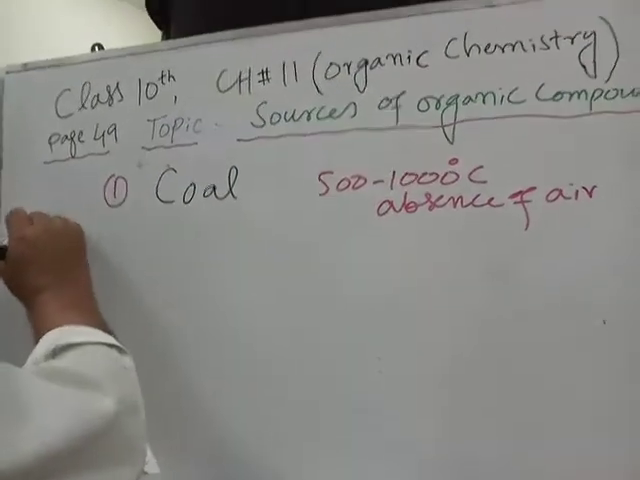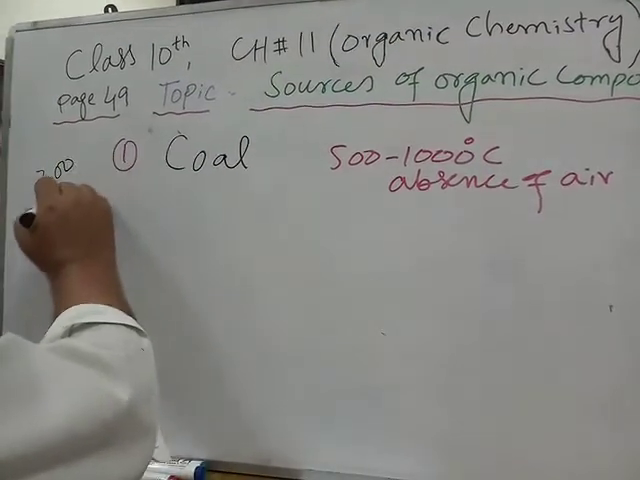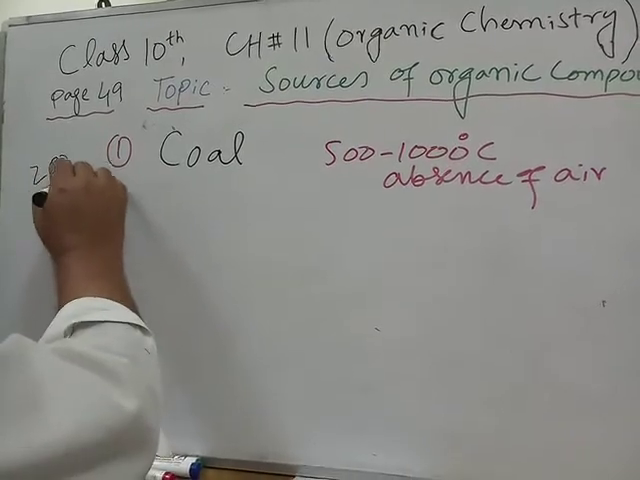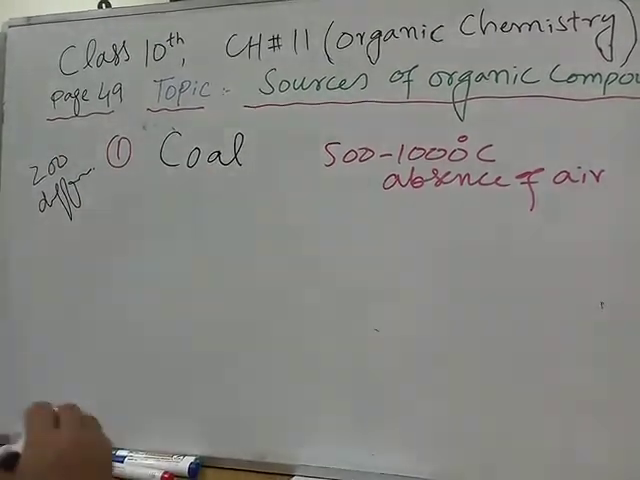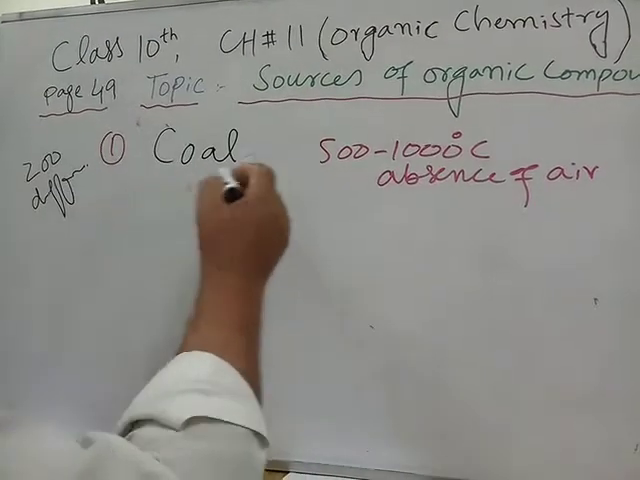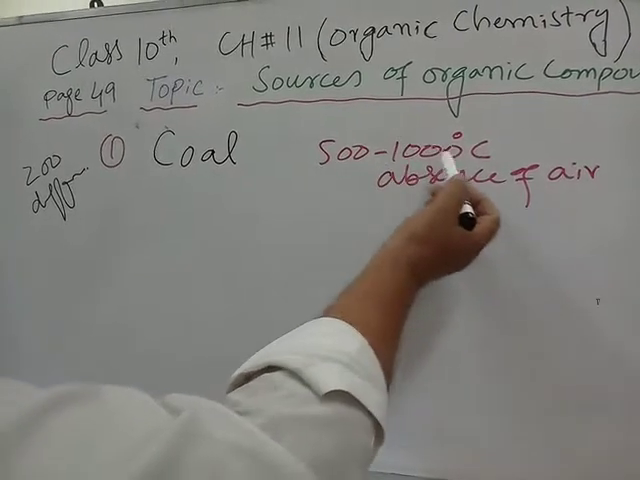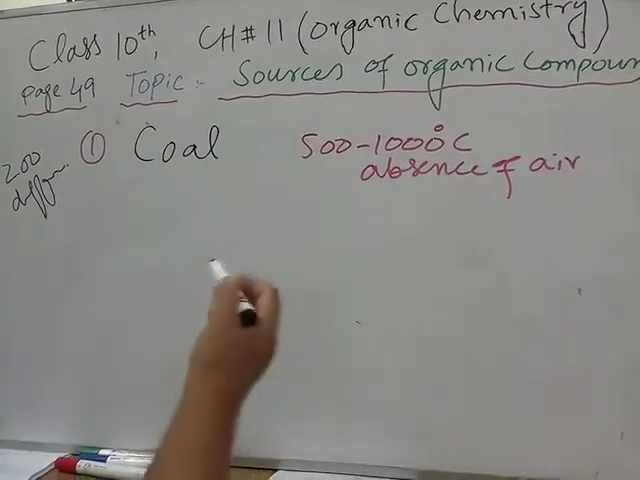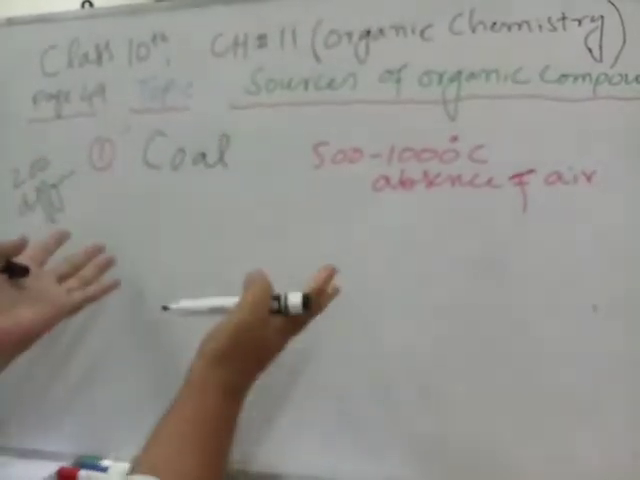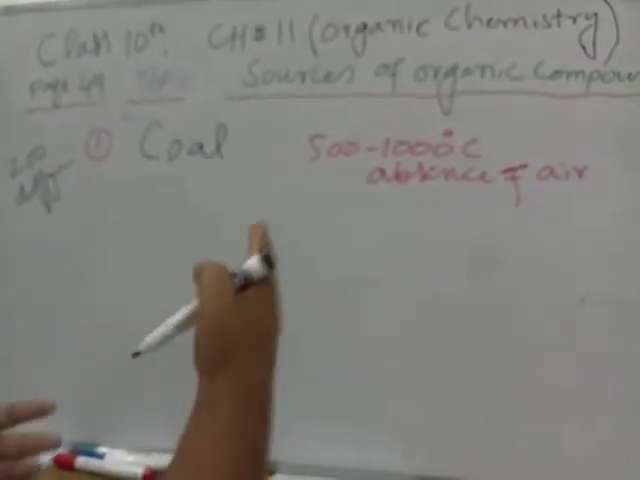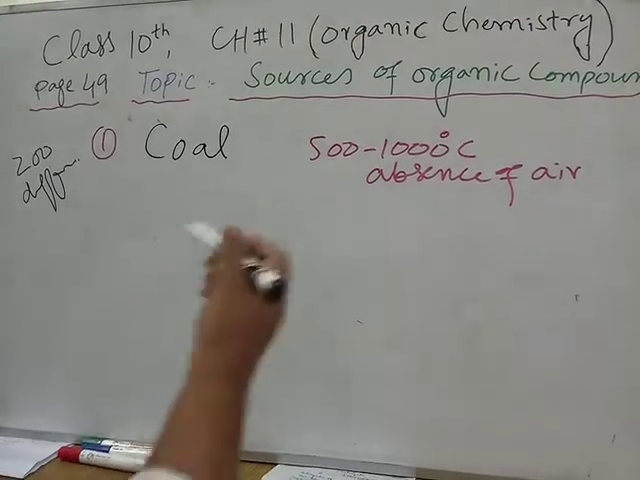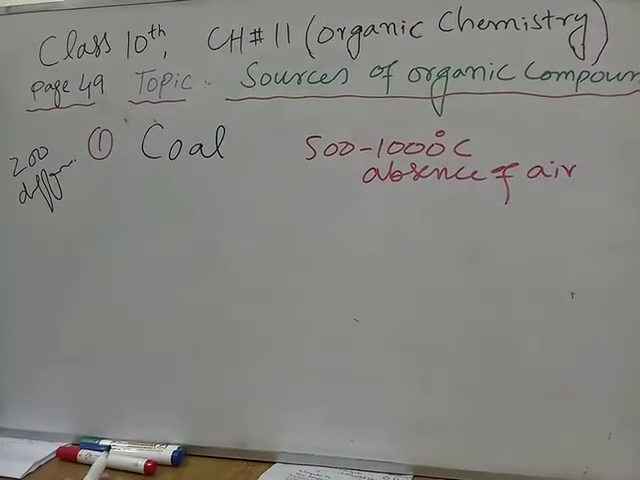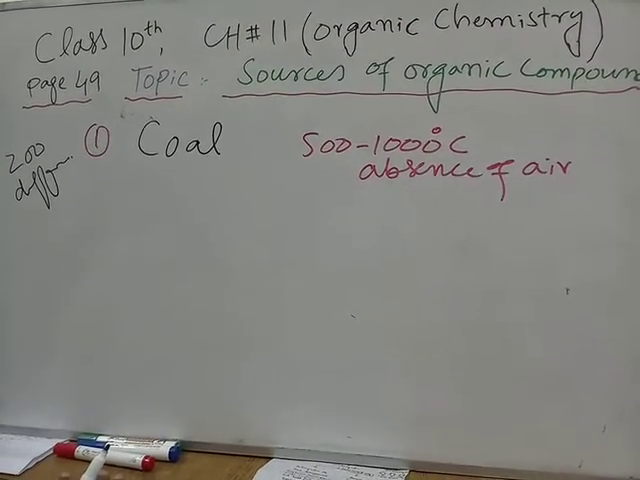The scientists believe that more than 200 different compounds are obtained from coal. So when we heat it up to this temperature in absence of air, it decomposes and gives us various fractions. One of the fractions is very important, which is called coal tar.